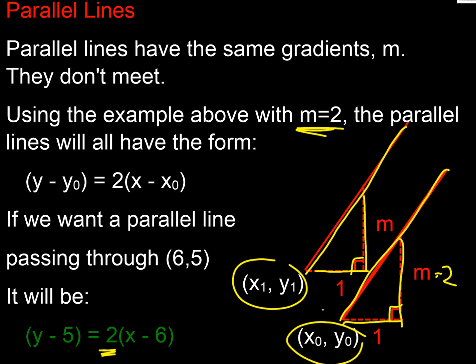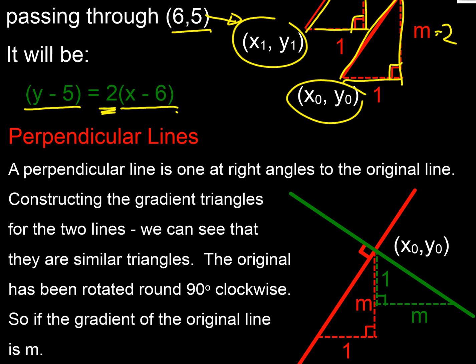And of course, all we have to do with our little triangles that I talked about earlier is fill the values into the triangle. So if I have a new parallel line that starts at the point 6, 5, then the base of my triangle is x minus 6, and the height of the triangle is y minus 5. And there we go again. Very quickly, we've got the form of a parallel line.